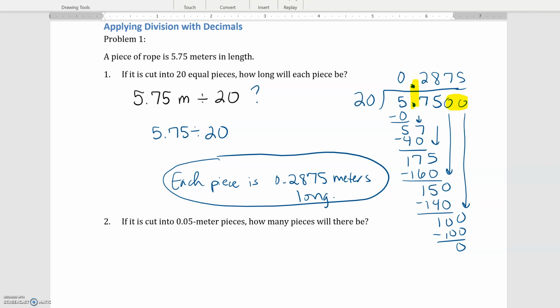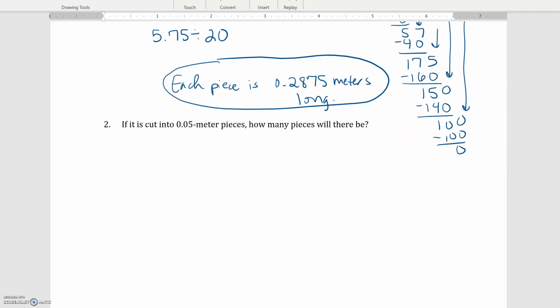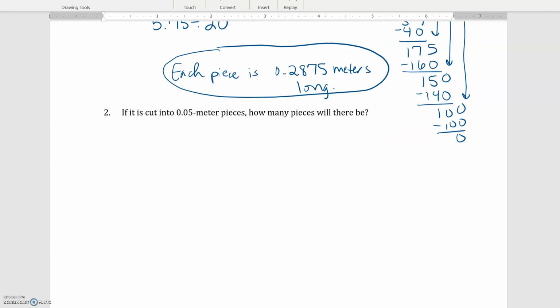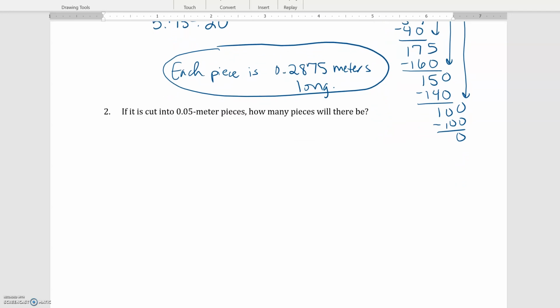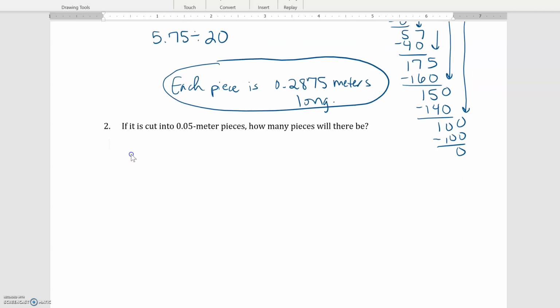Here's another question that we're going to think about similarly. Number 2 says, if it is cut into 5/100ths of a meter pieces, how many pieces will there be? So it's saying now that we want to cut this rope into pieces that are 5/100ths of a meter long.